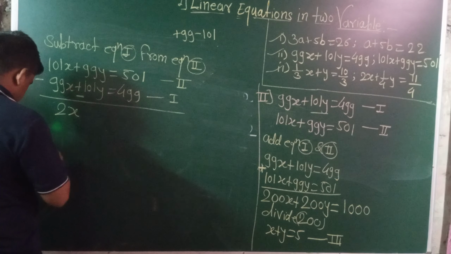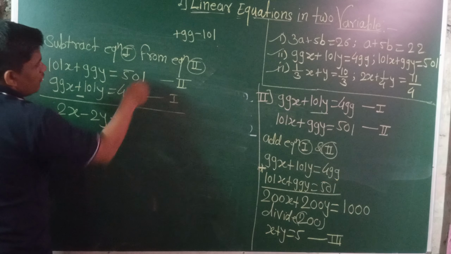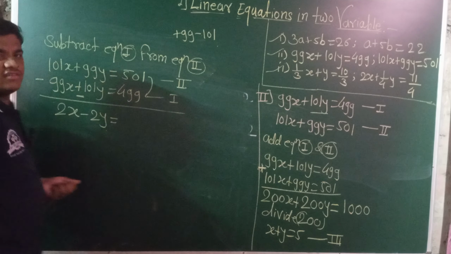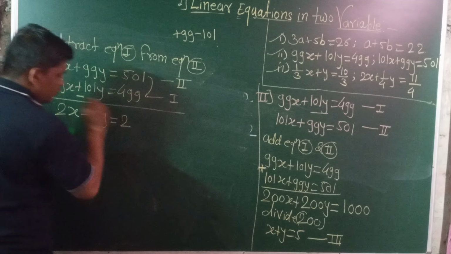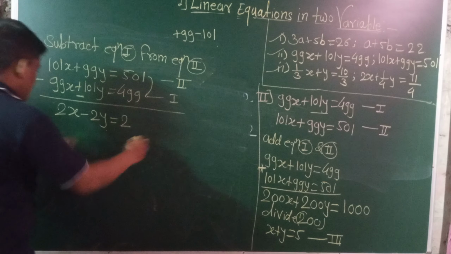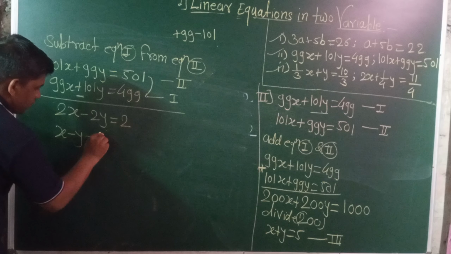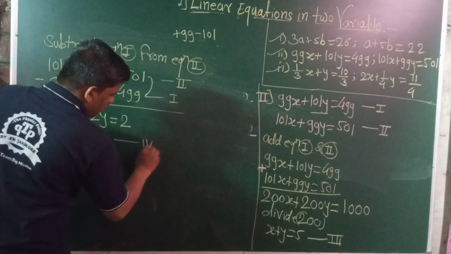That means minus 2y equal to 501 minus 499, that is 2. Divide this whole equation by 2, and we get x minus y equal to 1. This is equation number 4.